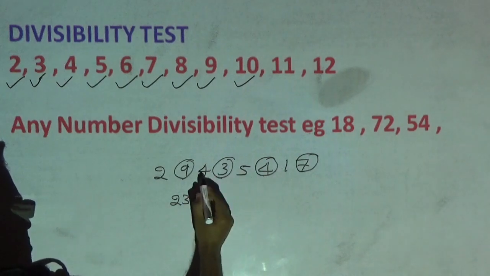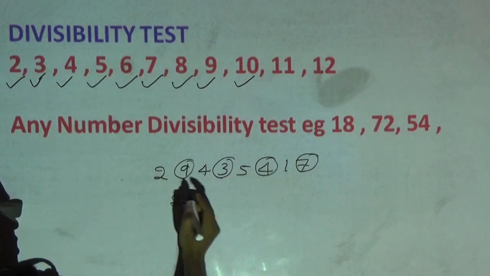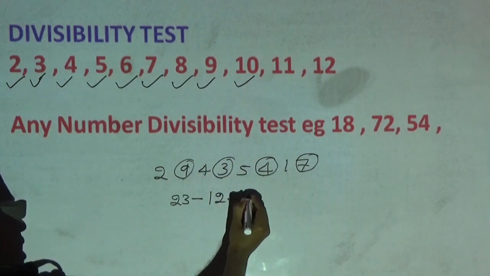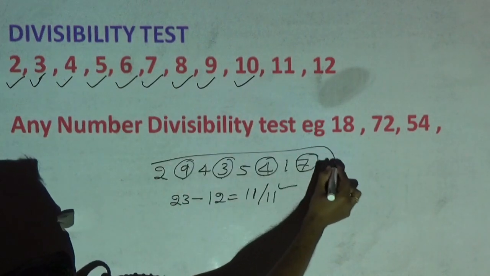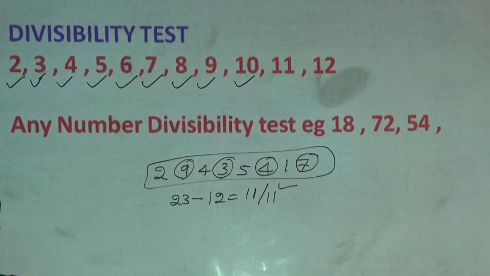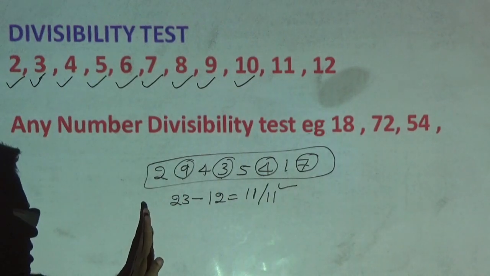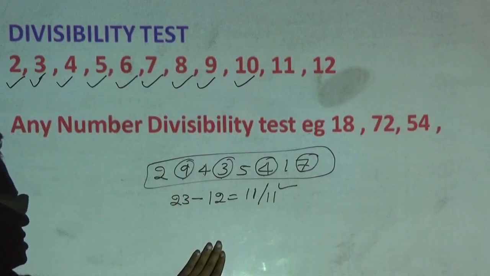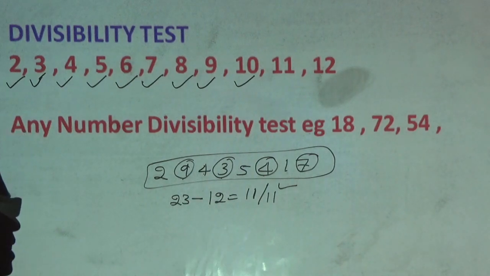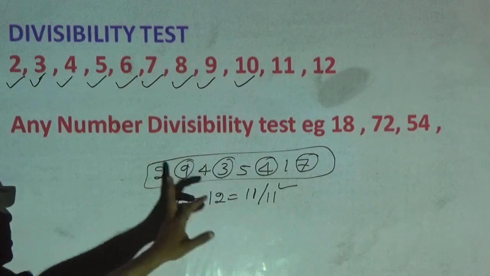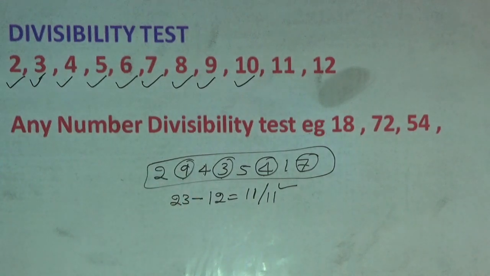5, 6, 6 plus 4, 10, 10 plus 2 is 12. Okay, so what is this? 11. So 11 is divisible by 11, right? Therefore, this number is divisible by 11. So I told you, the sum of digits in odd places minus sum of digits in even places, whatever result you get, that result should be divisible by 11. If it is divisible by 11, then such numbers are divisible by 11.